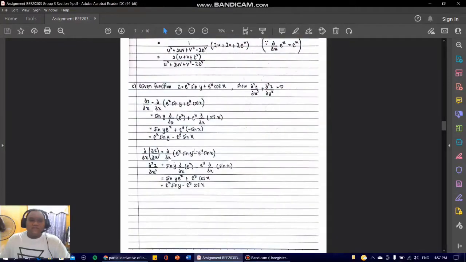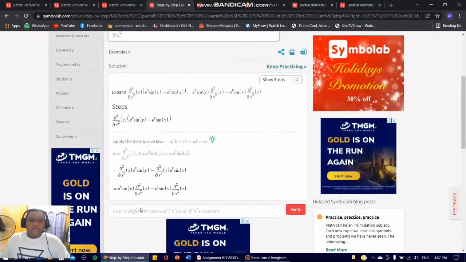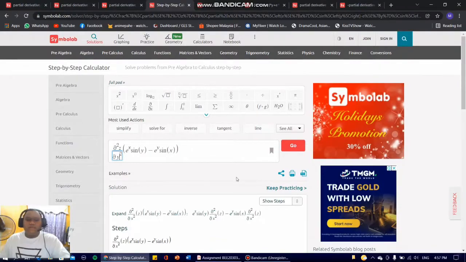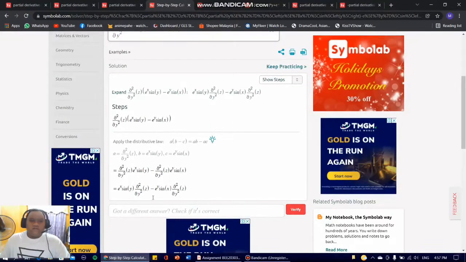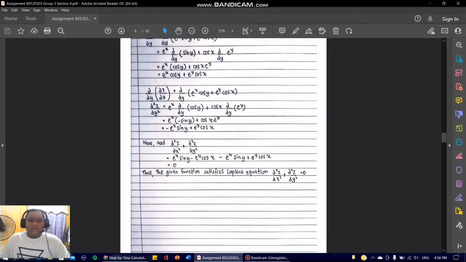Next, we move to question C. For question C, we have to show that the second partial derivative of z with respect to x squared plus the second partial derivative of z with respect to y squared equals 0. First, we find the second partial derivative with respect to x squared. For that, we have this function. We find the differentiation with respect to x first, and we got this as the answer. Then we change to y, and we got this as the answer. Then, for the answers that we found, we do the addition. After the addition, we have the answer as 0.